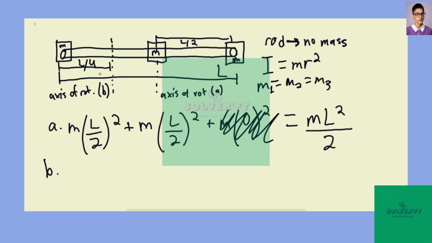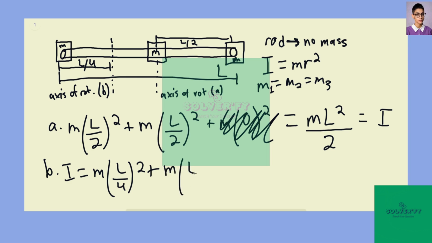For part B, this is going to be the axis of rotation. So, sorry, this will be I. And I is going to be equal to, let's account for this one, m times L over 4 squared, plus, let's account for this one, m L over 4 squared. And then let's account for this one. This is going to be L over 2 plus 1/4. So this is going to be m times 3L over 4 squared.